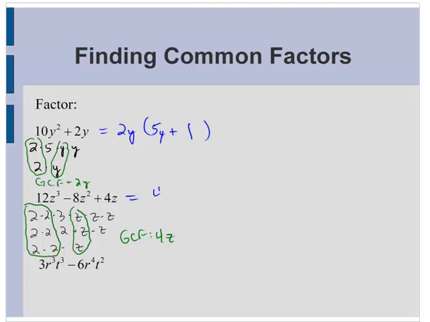So then this is equivalent to 4z times what? 3z squared plus minus 2z, and again plus 1. Be careful of that last term.